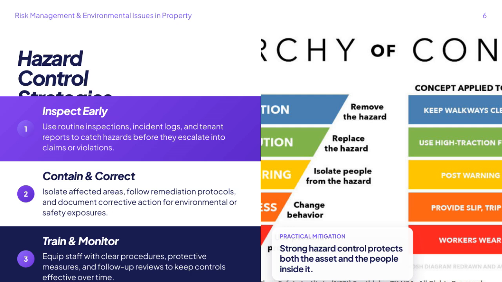Next, we focus on containing and correcting any issues that arise. This involves isolating affected areas, following established remediation protocols, and thoroughly documenting all corrective actions related to environmental or safety exposures. Finally, training and monitoring are key to maintaining long-term safety. Staff need clear procedures, the right protective measures, and consistent follow-up reviews to ensure that hazard controls remain effective over time. By following these practical mitigation strategies, we can effectively manage risks and safeguard our properties.